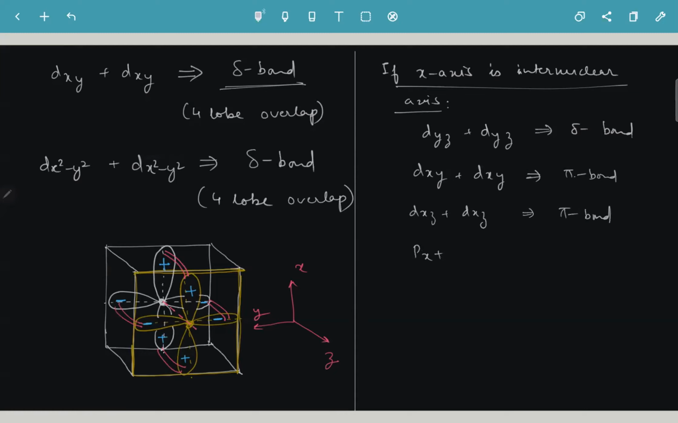Px plus dx square minus y square gives sigma bond. Pz plus dxz gives pi bond. Py plus dxy also gives pi bond. ठीक है, हो जाएगा. ये समझ में आ रहा है?